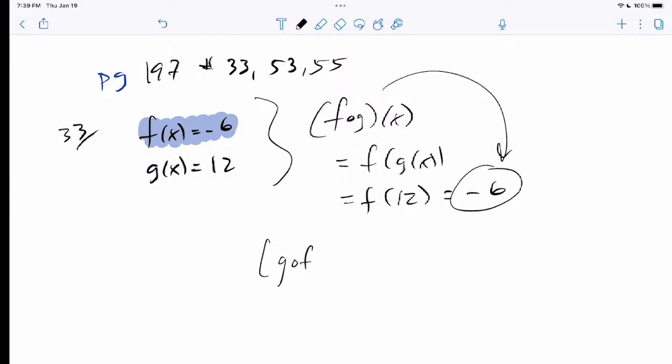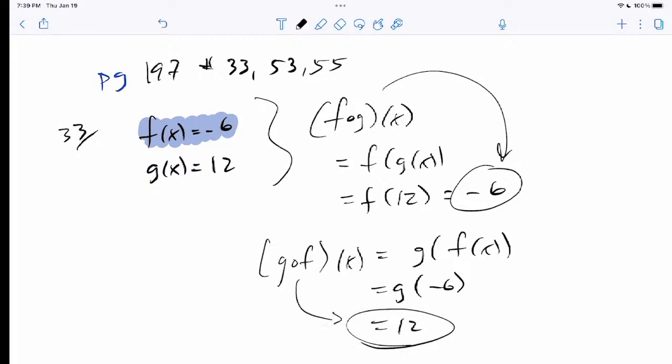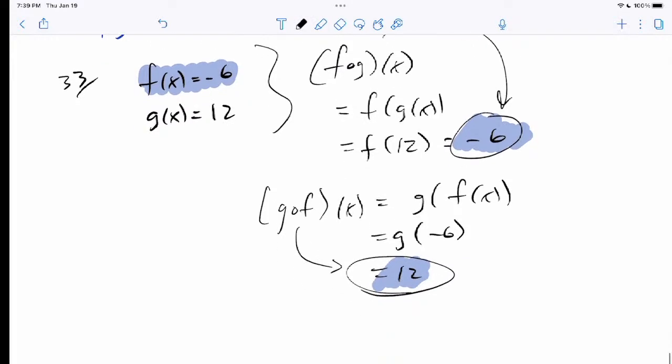If you look at it the other way, g composite f at x is g acting on f at x. Well, you know that f at x is -6, so now g is acting on -6. Regardless of the input, it outputs a 12. So for number 33, f composite g is -6 and g composite f is 12. And then you're looking at 53.